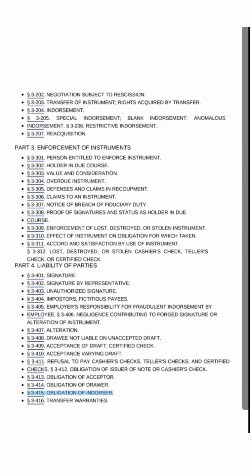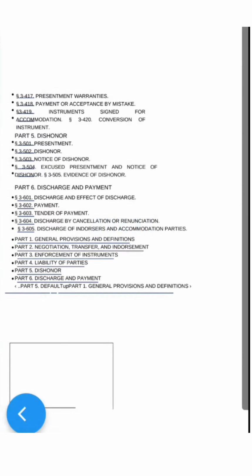3-415. Obligation of indorser. 3-416. Transfer warranties. 3-417. Presentment warranties. 3-418. Payment or acceptance by mistake. 3-419. Instruments signed for accommodation. 3-420. Conversion of instrument.